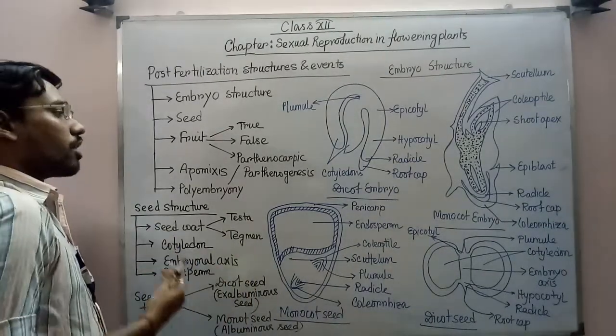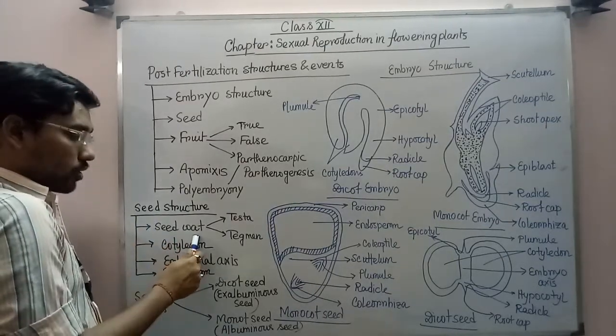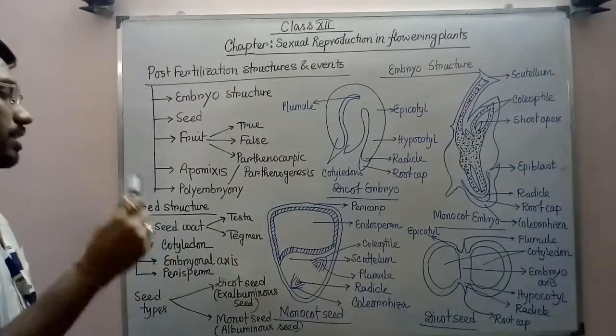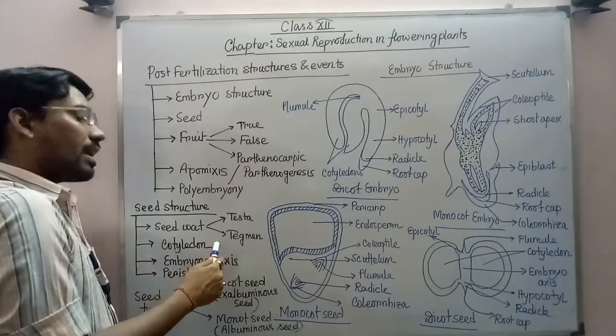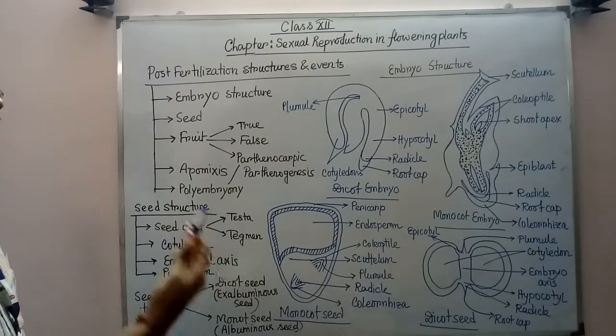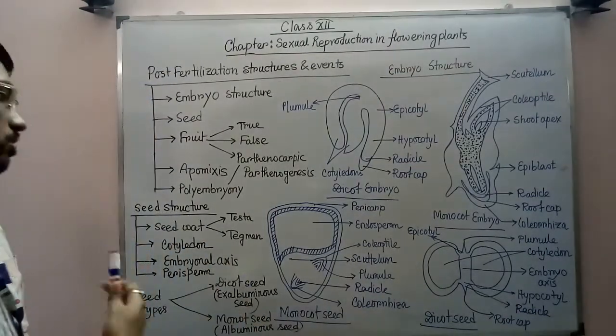In the basic or ideal structure of the seed, first of all, the seed coat is present. Seed coat means the covering of the seed. There are two layers: the first or outer layer is the testa, and the inner layer is commonly known as the tegmen. So testa and tegmen are the two layers surrounding the seed, the outer coat and inner coat.